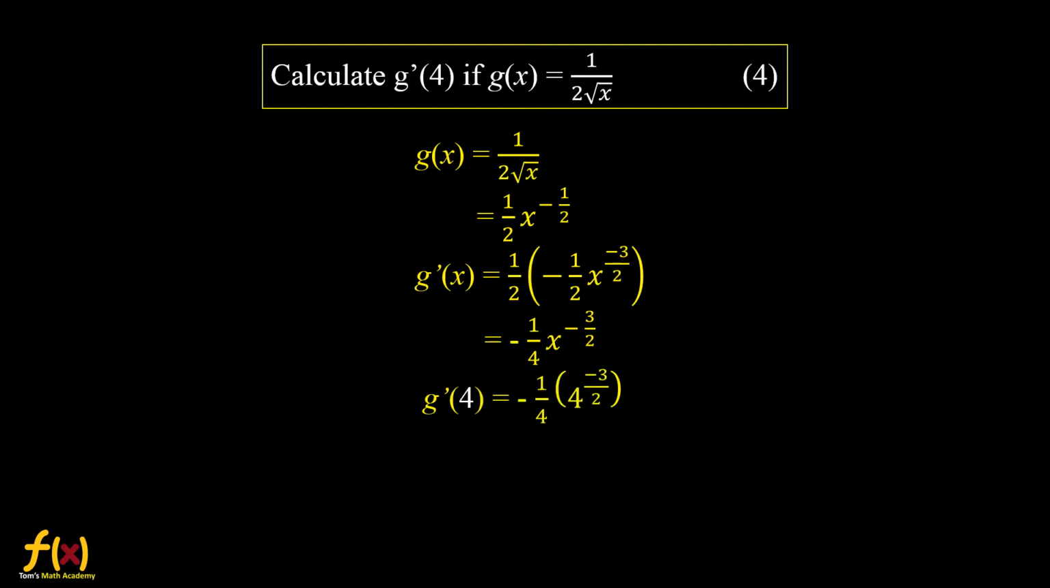g dash of 4 now. In the place of x, we have to substitute 4 and use the calculator. At this stage, we get minus 1 over 32 as the answer.